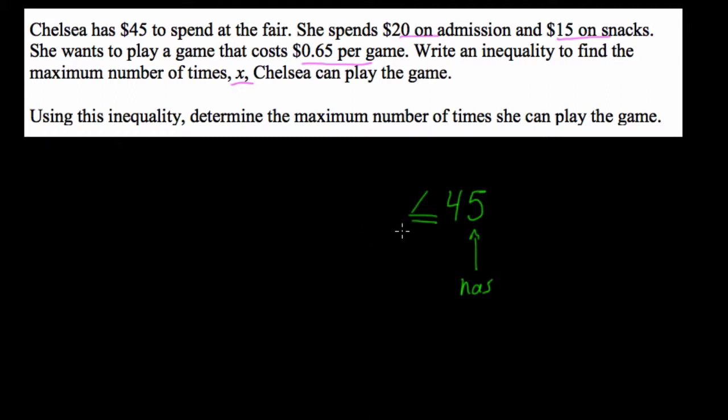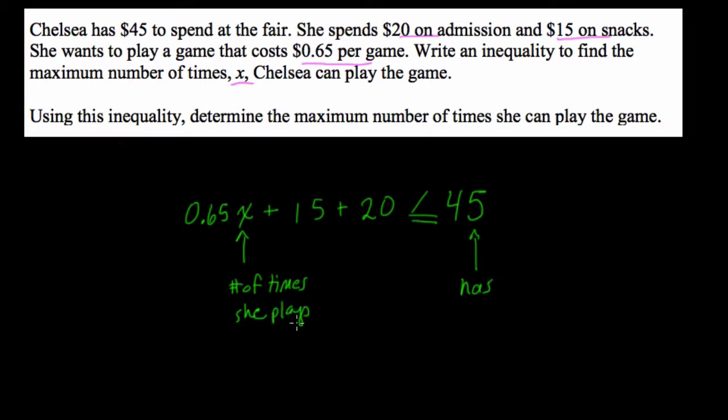So how much can she spend? Well, she already spent $20 on admission, and she already spent $15 on snacks. So the question is, how many times can she spend 65 cents? Or I'd write 0.65 times x. x would be the number of times she plays the game. We don't know what game it is. So this is the inequality that we can set up, and now we just solve it.